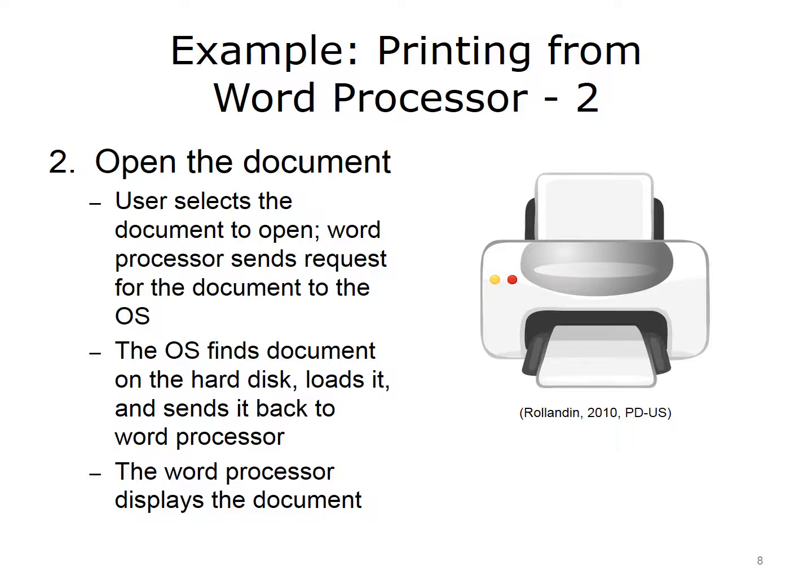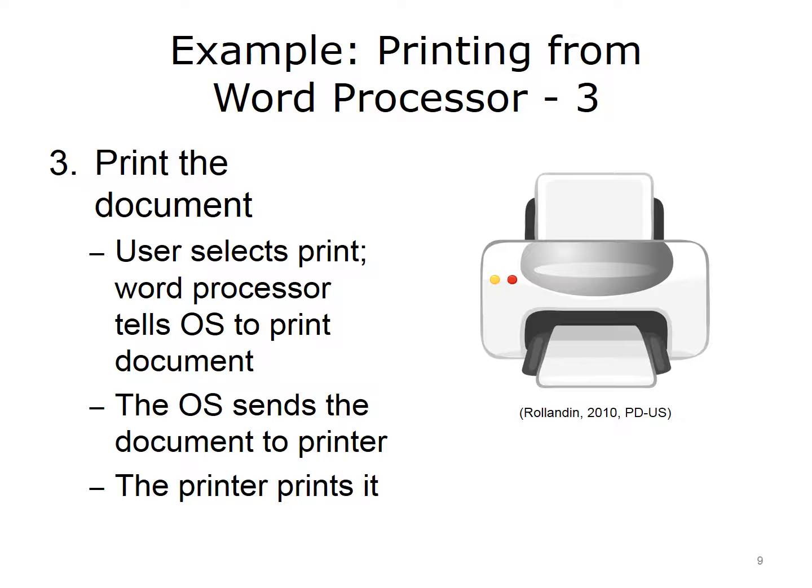After the program has started, you find and open the file you want to print. The word processor requests the file from the OS. The OS finds the file on the hard drive, loads it into memory, and sends the information back to the word processor. The word processor then displays the document. When you select the menu option to print, the word processor sends a request for a print job to the OS. The OS sends the document to the printer, and the printer prints it.